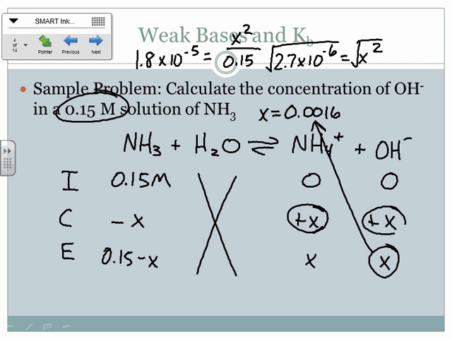Okay, now we want to go ahead and check our simplifying assumption here. So you take the 0.0016 divided by our initial concentration, which is 0.15, multiply by 100. That's about 1.1% of our original, so we're okay to make the assumption this time, all right? So this is our OH minus concentration. All right? So again, not a lot different than what we were doing with acids. It's just bases instead. The main thing here is just knowing how to write the equation, I think. That's really the only thing that's different.